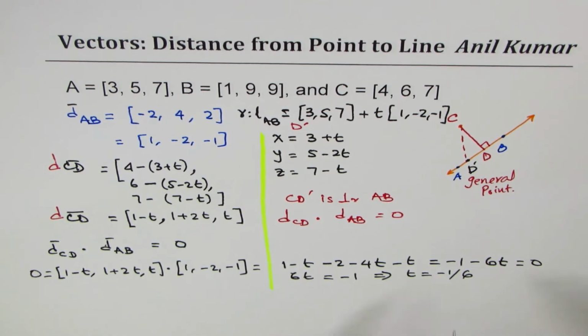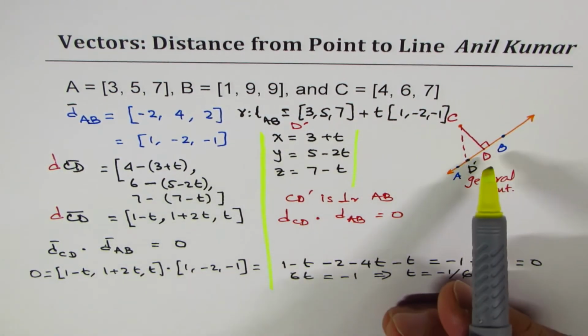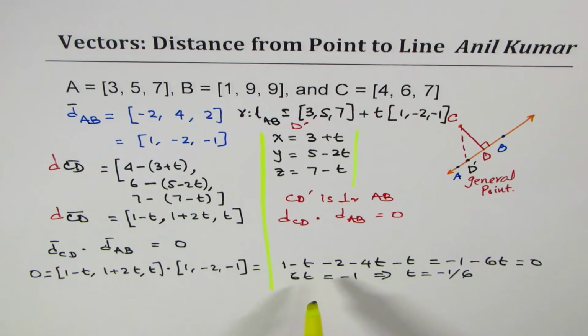Do you see that? Since we now know that t is minus 1 over 6, we can find the coordinates of point D. So this is the condition that the line is perpendicular.